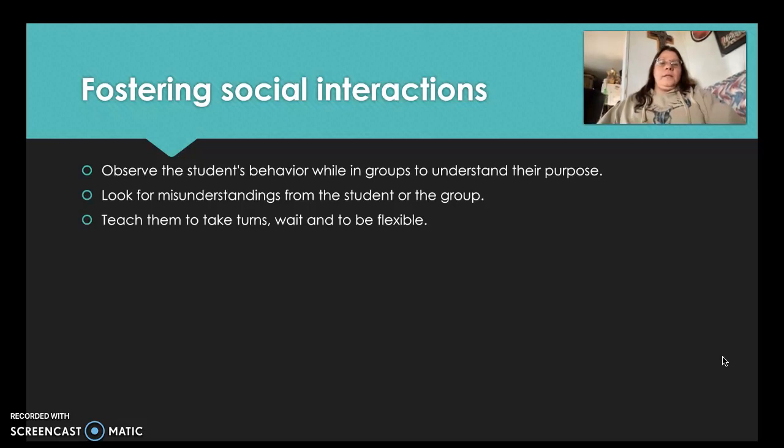We need to teach them to take turns, wait, and to be flexible. Students with autism spectrum disorder, a lot of times they want to be the first. They can't slow down. They don't know how to be flexible with other students or even with us as teachers.